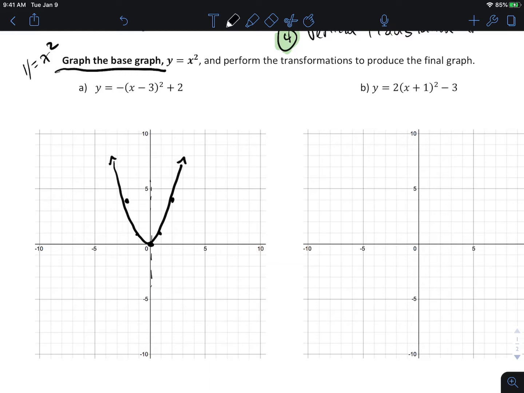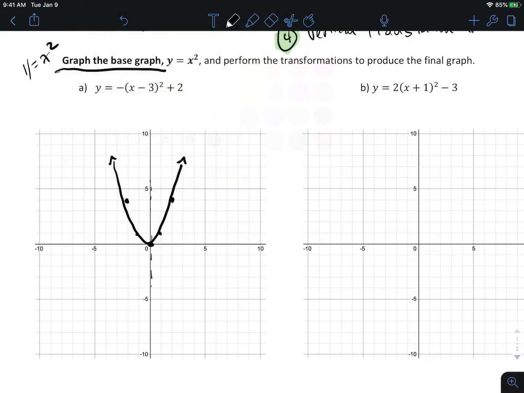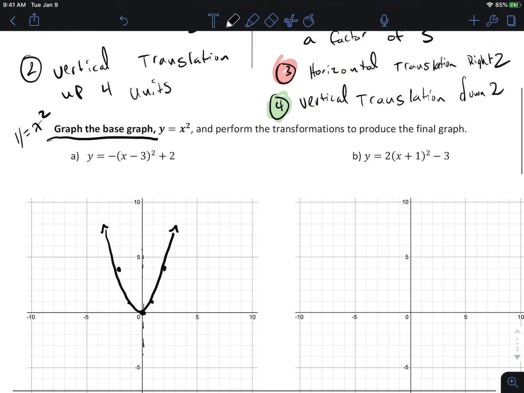And then I'm just going to start doing things as it tells me to, right? So I can see here, I'll stick with the color code from the top part. What color do we do the reflection? Blue. Okay. So we'll put the reflection in blue, right?